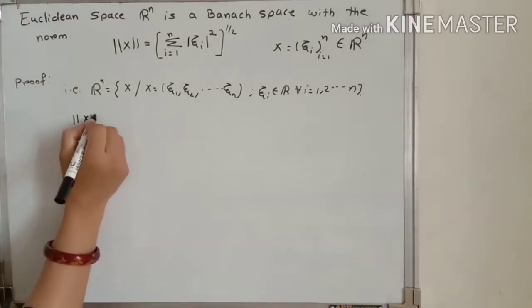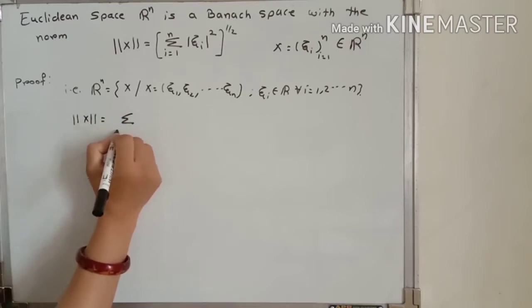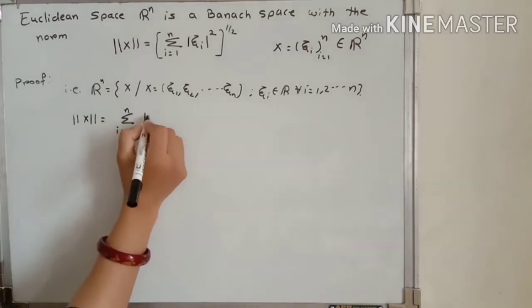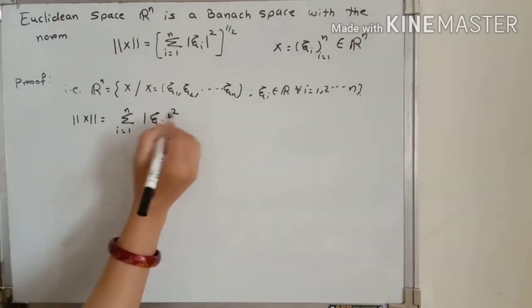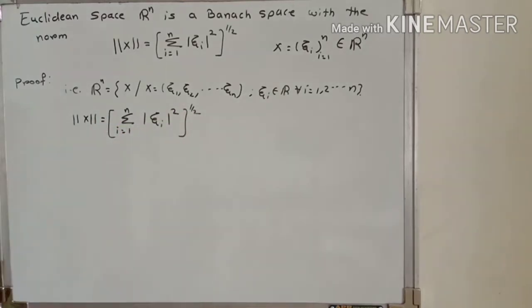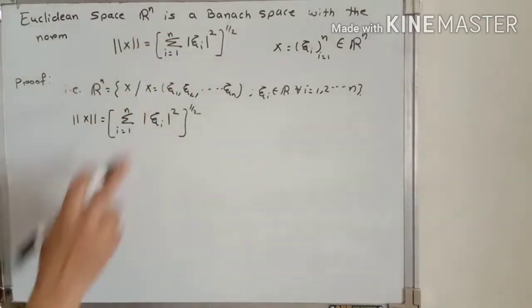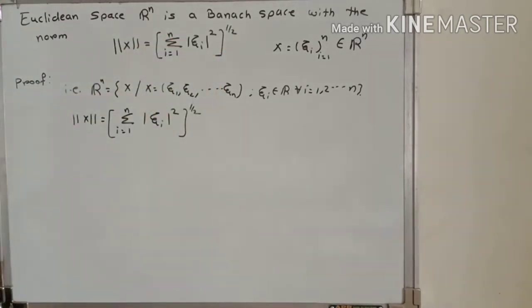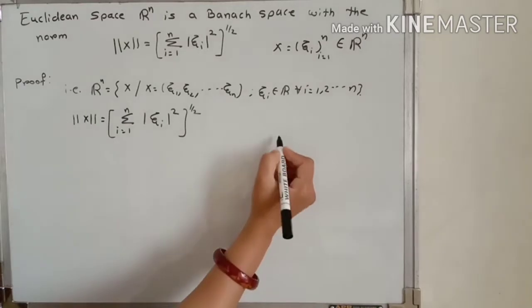Norm of x is equal to the summation, i running from 1 to n, of mod of xi i square, whole to the power 1 by 2. To prove that Rn is a Banach space, firstly we show that the norm defined this way satisfies all the properties of a norm. We know the properties of the norm.